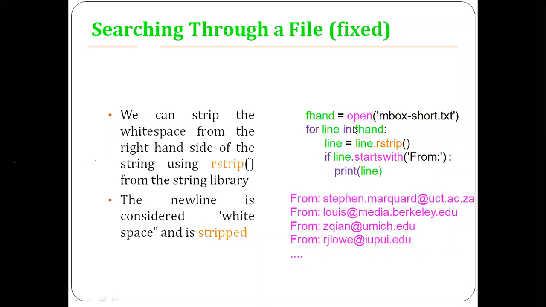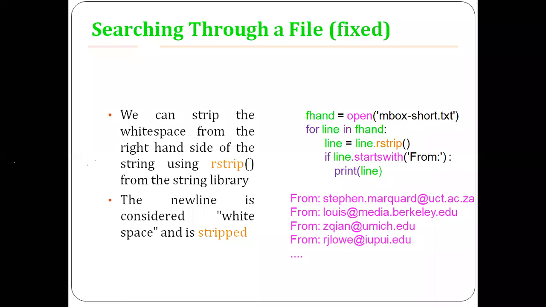So this is what your code looks like. fn is equal to open mbox-short, which is nothing but the file we are reading. Once I open the file, we get the file handle called fhand, and you have the iteration variable called line, and that is going to read each line.